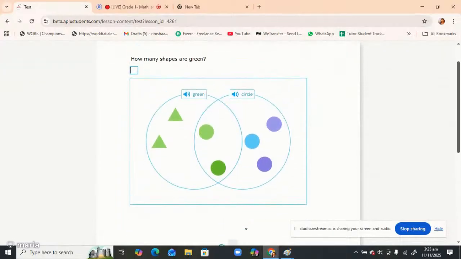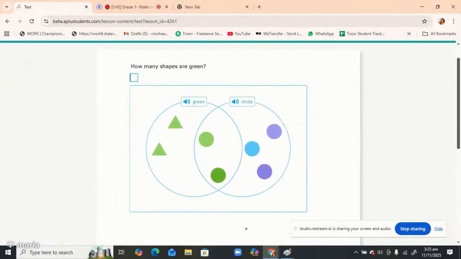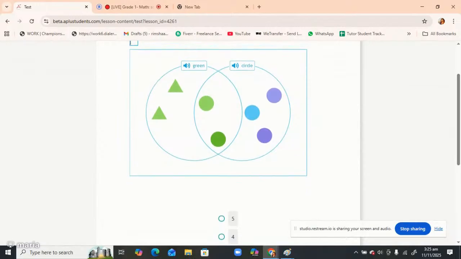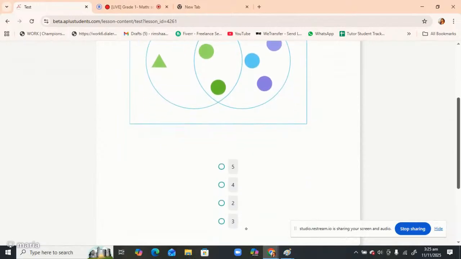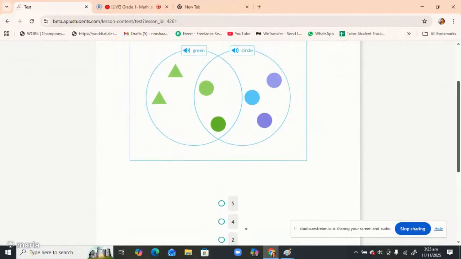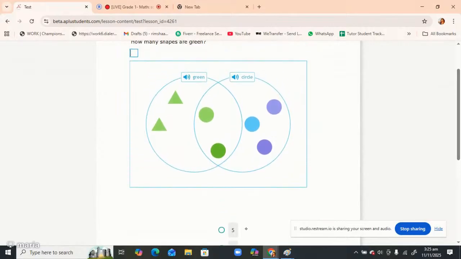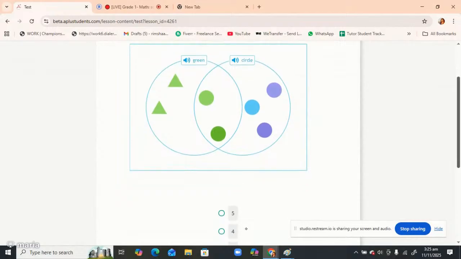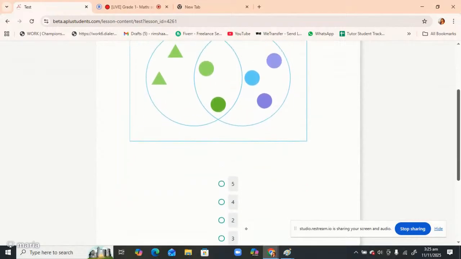So look at the first question. They are saying, how many shapes are green. Now this time you guys count. There are some options. It's 5, 4, 3, and 2. First of all, we check it out. How many shapes are green in color? Count it, everyone. You guys count it and tell me the answers. How many shapes are in green? It's 3, 5, 2, or 4.